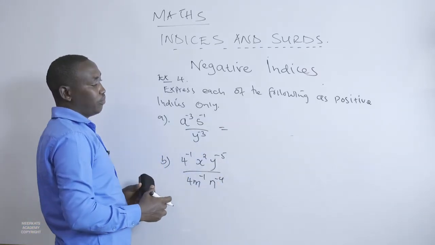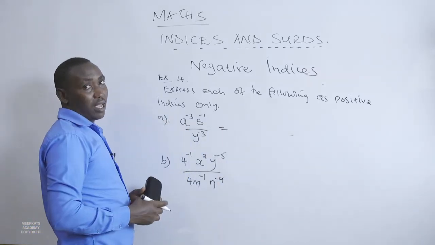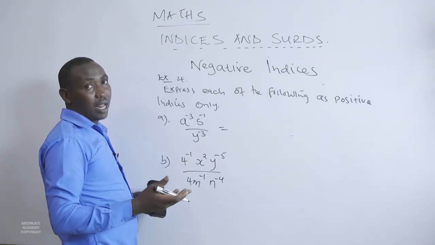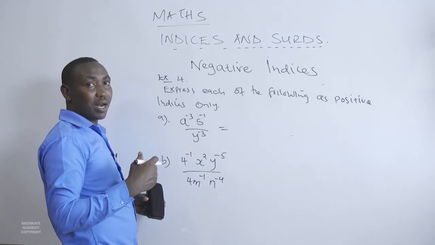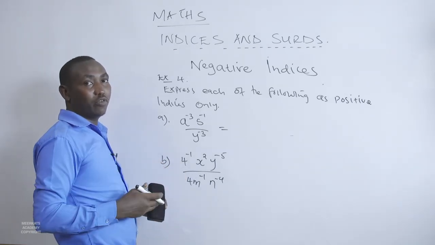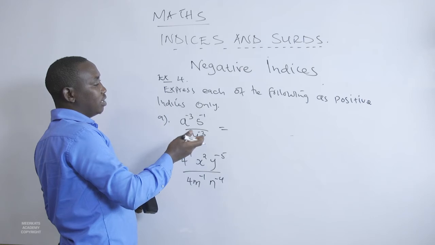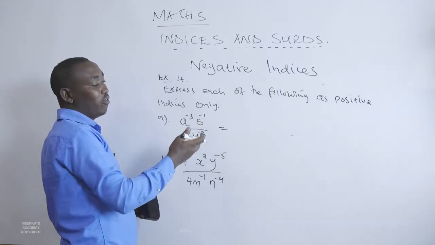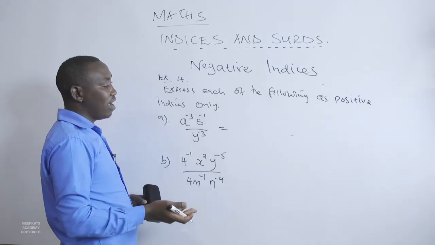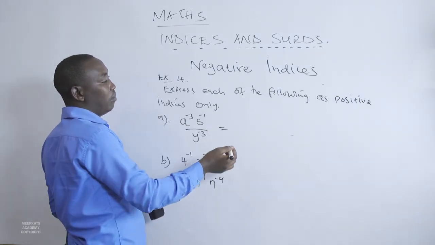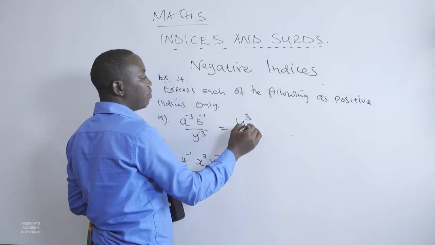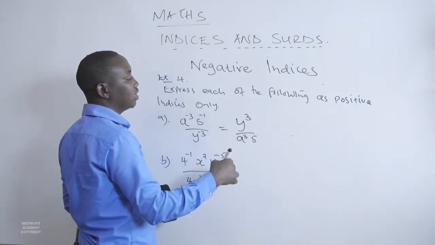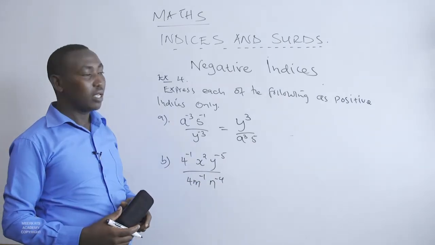For the first case, we are going to look for the reciprocal of all these numbers because all their powers are negative. And as you look for the reciprocal of those particular numbers, their powers will automatically change from negative to positive. Like in this case, reciprocal of a is 1 over a, reciprocal of 5 is 1 over 5, reciprocal of 1 over y will be y. So this will be y raised to the positive power of 3 all over a raised to 3, 5 raised to the power of 1.